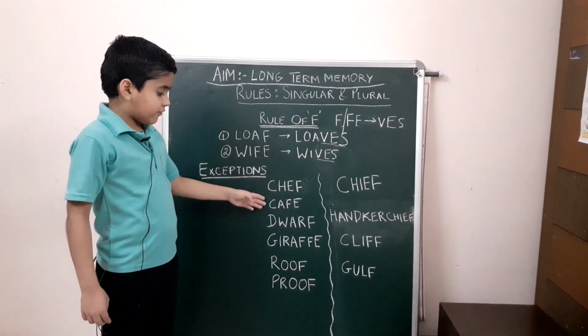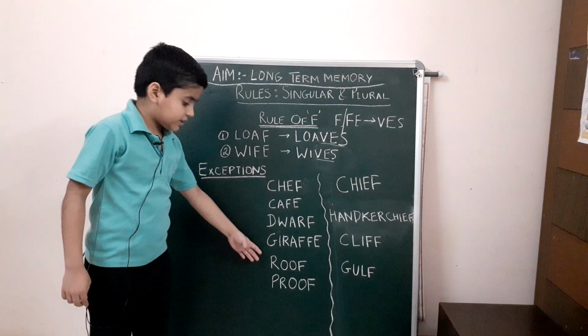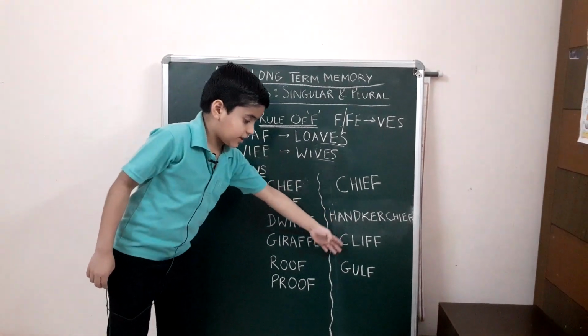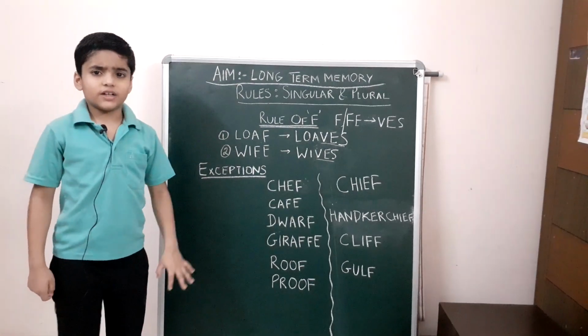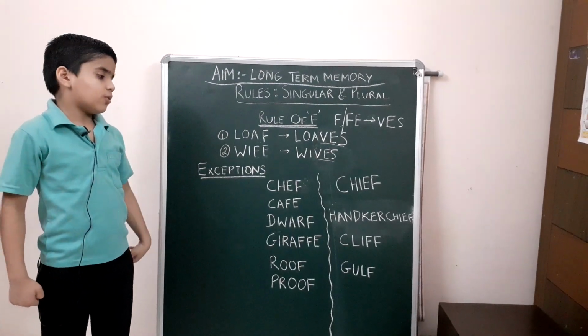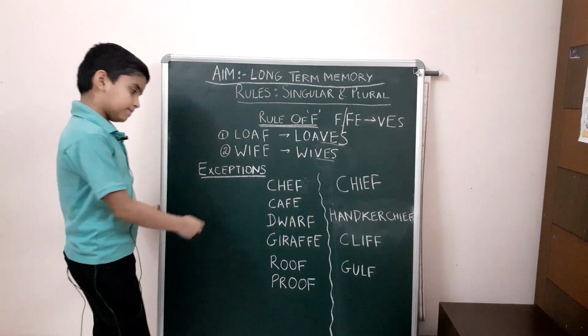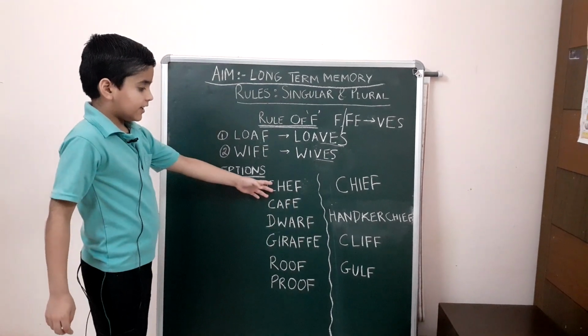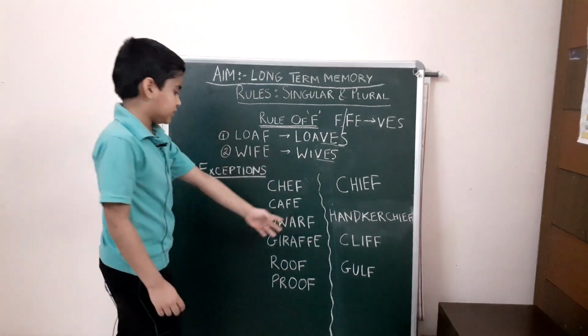Words like chef, cafe, dwarf, giraffe, roof, proof, chief, handkerchief, cliff, gulf are very naughty words. They don't follow the rule. Today I will tell you how to remember the exceptions.